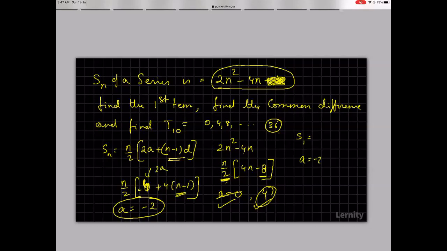How did I check? I put S is equal to 1. When I put S is equal to 1, I'll get 2 minus 4, minus 2. So I should be getting minus 2, but I wrote 0 here. S1 means only the first term. So I made a mistake.